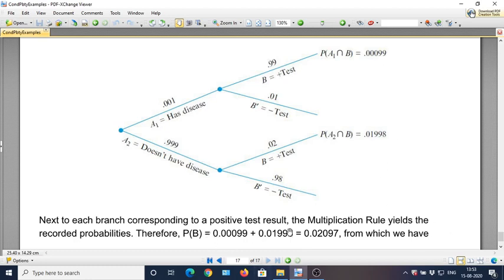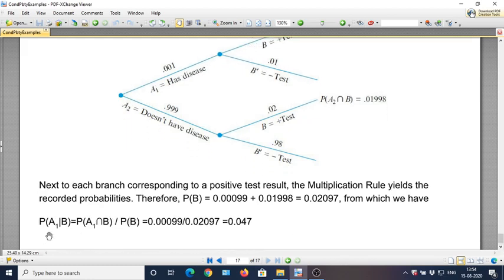So the sum of these two is P of B, and we can always get P of A1 given B. Given that a person is tested positive, what is the probability that the person actually has the disease? A1 given positive is A1 intersection B divided by P of B. A1 intersection B is this, divided by P of B, which was computed, and that will give you 0.047. So this is an example of the usage of the Bayes theorem. Thank you. With this we will conclude this lecture.